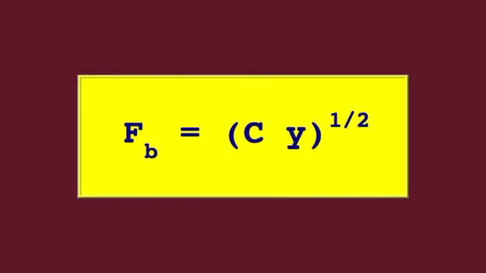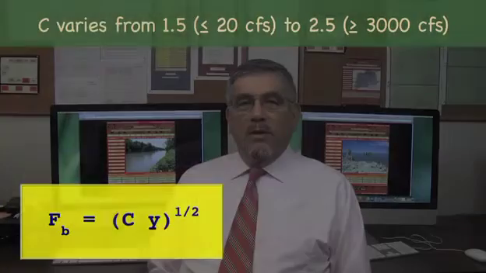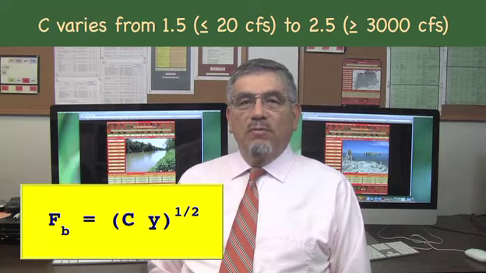In addition, the Bureau of Reclamation uses this formula for freeboard, in which C varies from 1.5 for low discharges within 20 CFS to 2.5 for high discharges up to 3,000 CFS or greater.